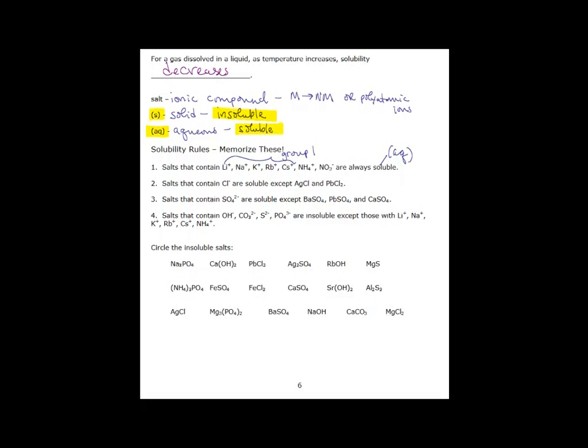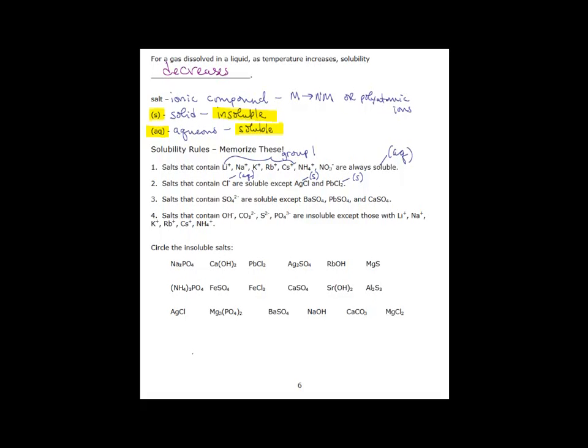The second rule: salts that contain chloride are soluble except for silver chloride and lead(II) chloride. So anything that contains chloride would be AQ, unless it's AgCl or PbCl2. If it's those, then they get an S, which means insoluble. So you have to be careful. A lot of students mistake S for soluble. S is insoluble, so just be careful with that.